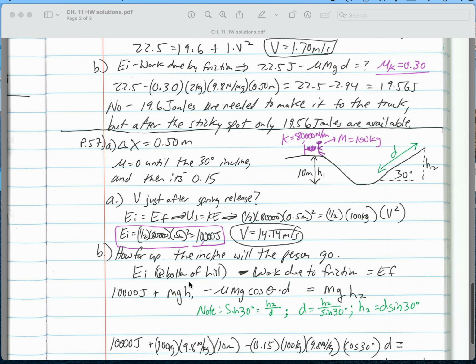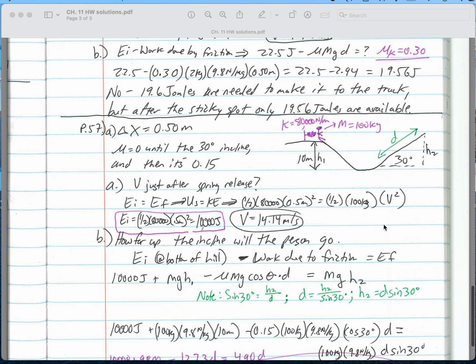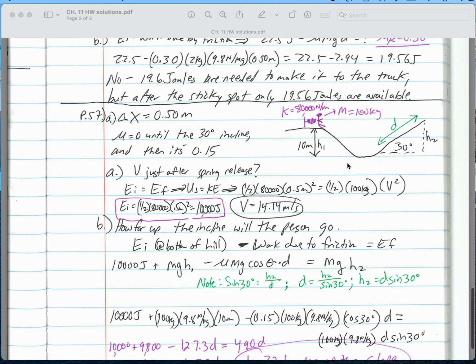This one I think we went over in class. I basically had to do some mathematical substitutions here, thinking about the fact that for part A, the velocity right after this, EI equals EF. I'm choosing this as my zero height position, so it's just spring energy equals kinetic energy. But then it's asking how high this goes up, so I need to take into account the gravitational potential energy. So I choose my zero height position at the bottom. Therefore the initial energy is going to be the energy of the spring plus the gravitational potential energy.